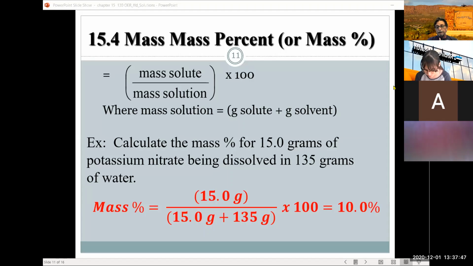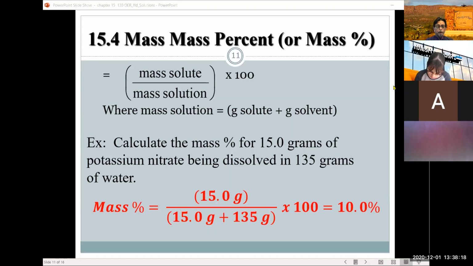Now the mass percent. It's defined as the mass of solute divided by the mass of solution. And the solution incorporates the mass of the solvent and the mass of the solute. We tend to forget that, but you've got to include the mass of the solution. That means the weight of the solvent, but also the weight of the material that we're dissolving in the solvent.